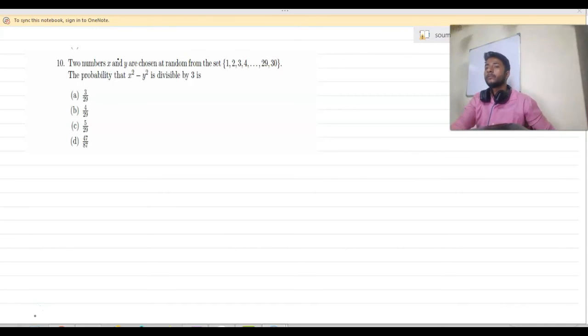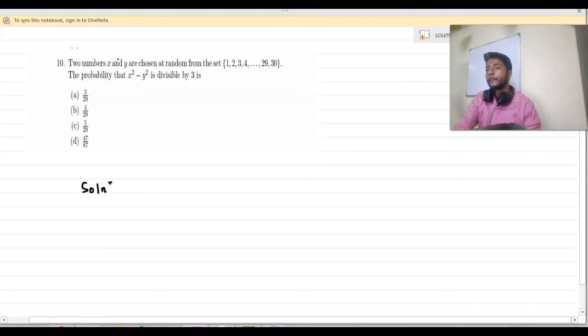Now let's solve question number 10. It says that if the numbers x and y are chosen at random from the set 1, 2, 3 up to 30, then the probability that x square minus y square is divisible by 3 is. So we have to find the probability of x square minus y square being divisible by 3. Now let us start the solution.